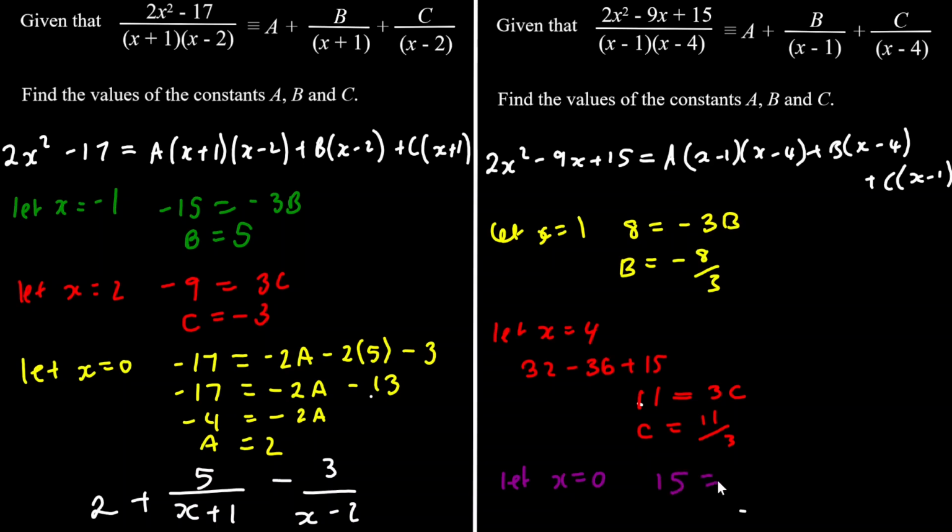So 15 equals 4a minus 4b minus c. So 15 equals 4a plus 32 thirds minus 11 thirds, which is 21 thirds, which is 7. So 15 equals 4a plus 7.